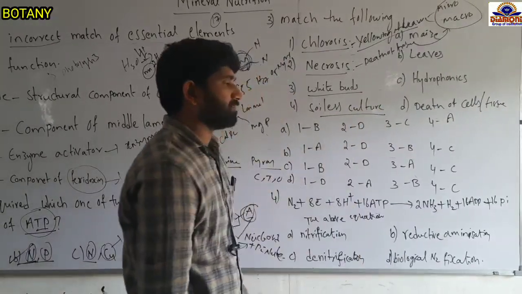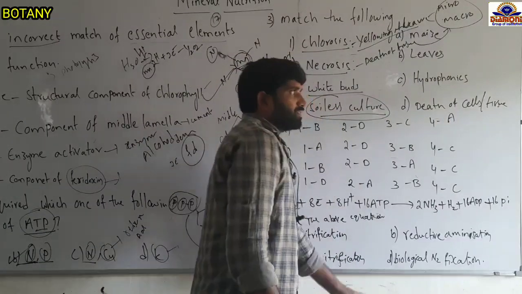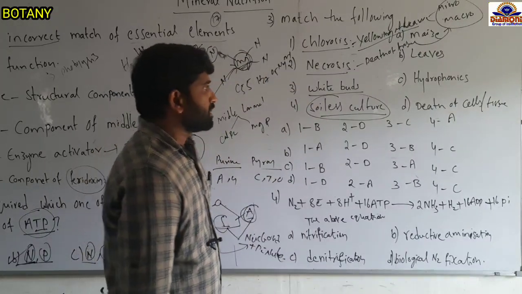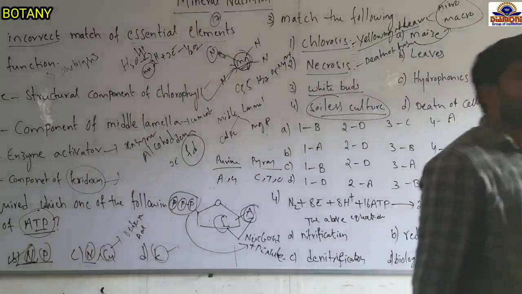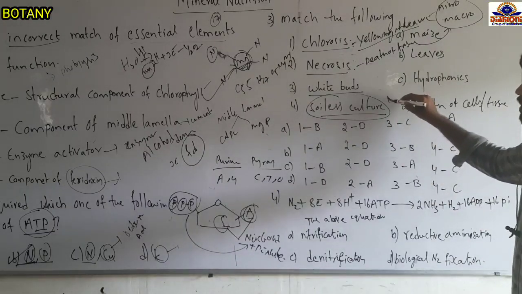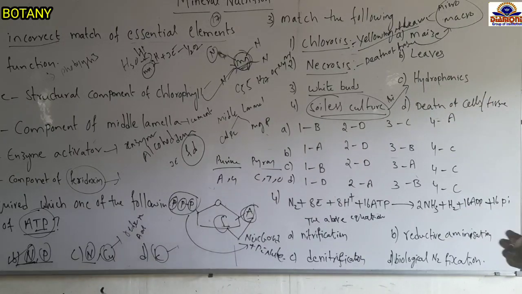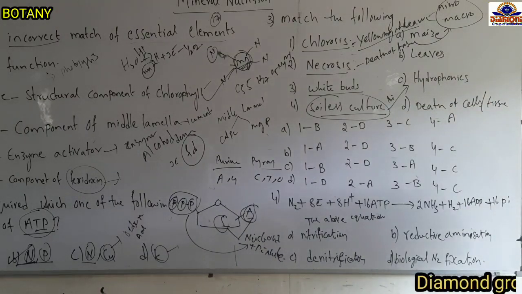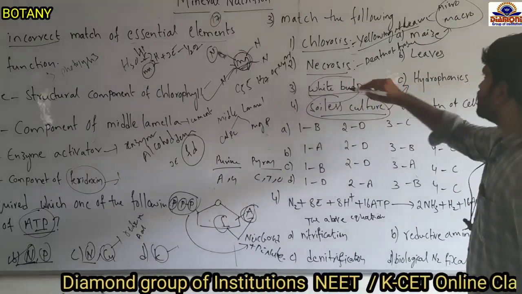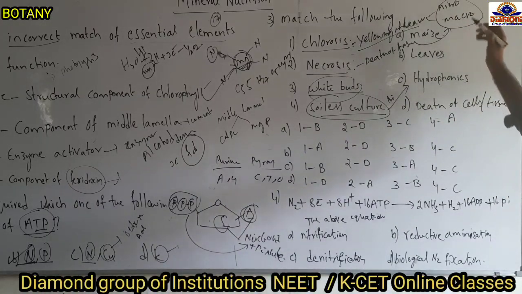First see soilless culture. Soilless culture means Julius Von Sachs proposed cultivation of plants in the absence of soil in the presence of liquid nutrient media. That is called soilless culture, proposed by Julius Von Sachs. It's called hydroponics. And white birds: out of the given options, white birds are seen in maize plants only.